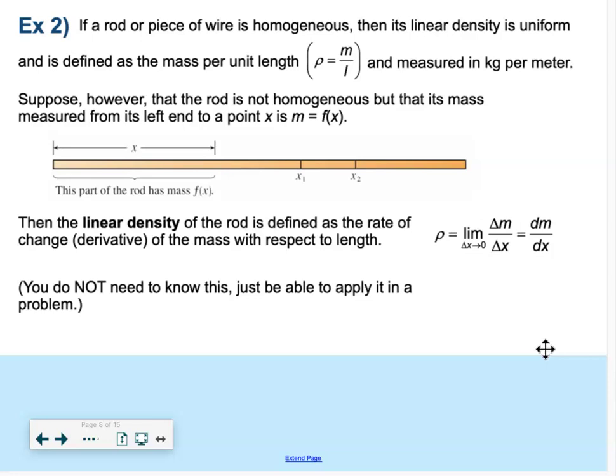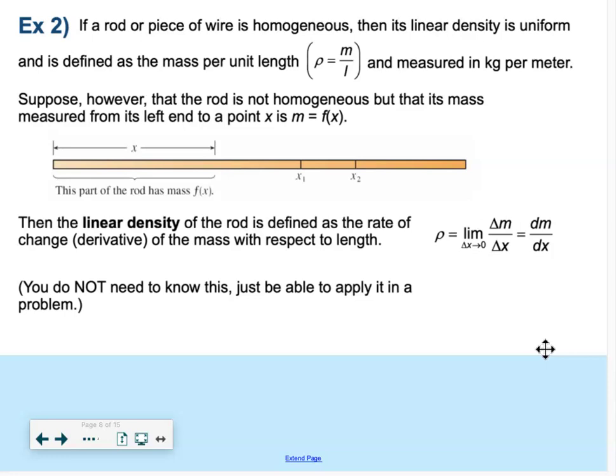So linear density, this is our first application. You don't have to have these memorized. We will never say, what is the linear density, without defining it for you. We'll always explain what it is. The linear density, which is almost always called rho, the Greek letter, is the limit, as your change in x approaches 0, of your mass divided by your length. So it's dm/dx. x is your length, m is your mass. Mass divided by length gets you your linear density. You don't have to know this.